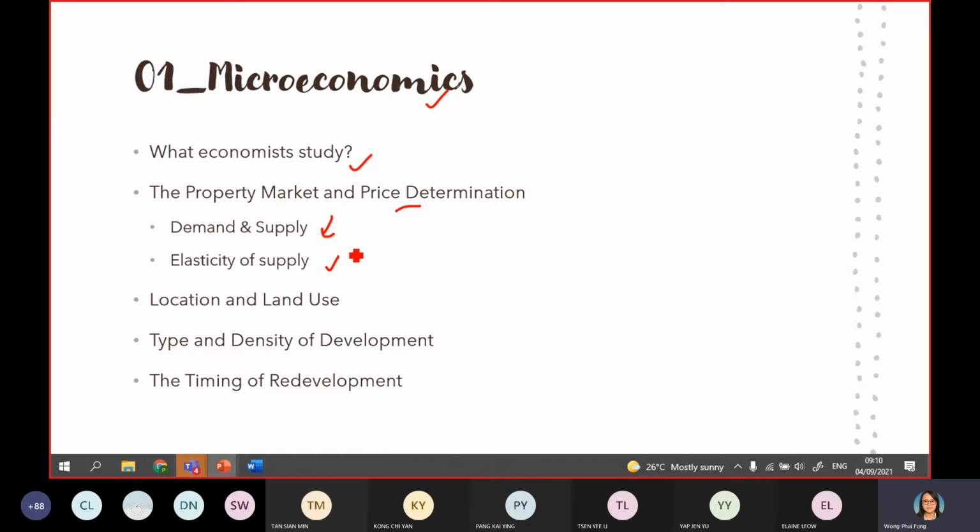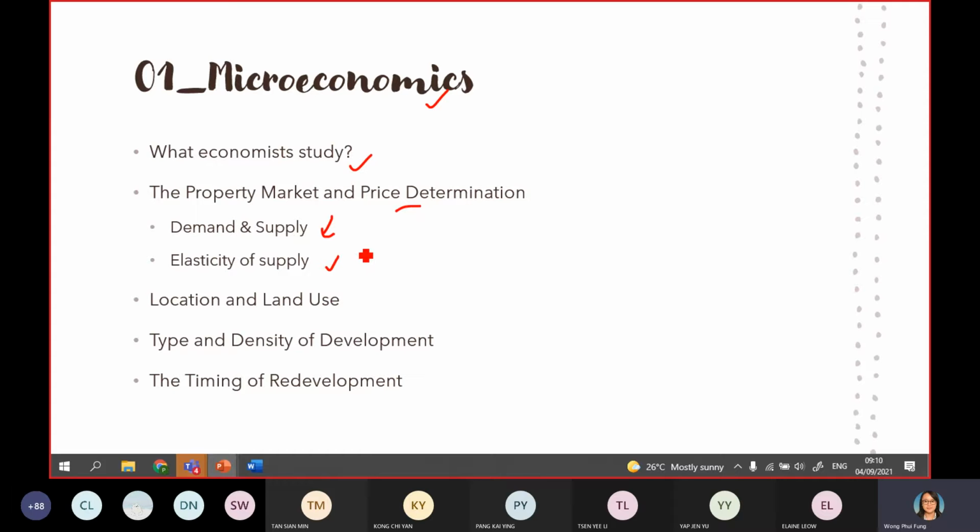Then for elasticity of supply, we actually learn that when supply is inelastic or elastic, the elasticity of supply will affect the opportunity cost, or sometimes we call transfer earning, and also the economic rent. So the elasticity, the slope of the supply, will affect the portion of the economic rent and also the opportunity cost. At the same time, in city center and in suburban, the elasticity of supply is also different.